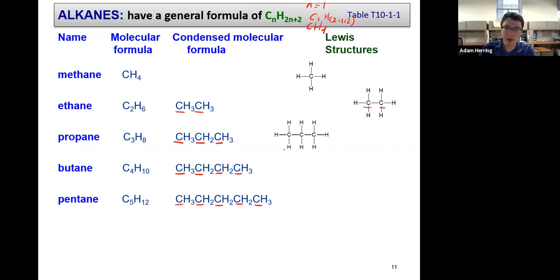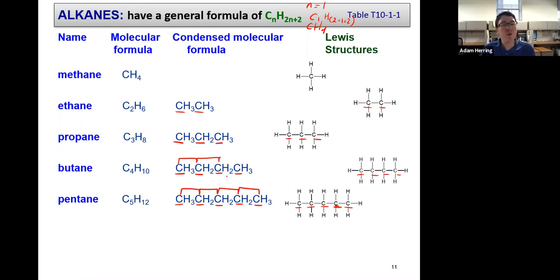The 3 carbons here, the 4 carbons here, and the 5 carbons here on pentane. So you should be able to see the connections between the different carbon atoms, that they each have a single bond. Then you put on the remaining hydrogens to satisfy their octet.